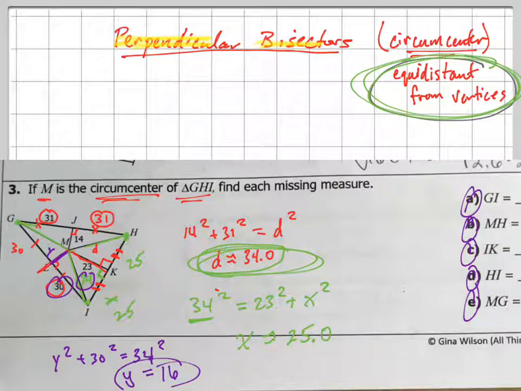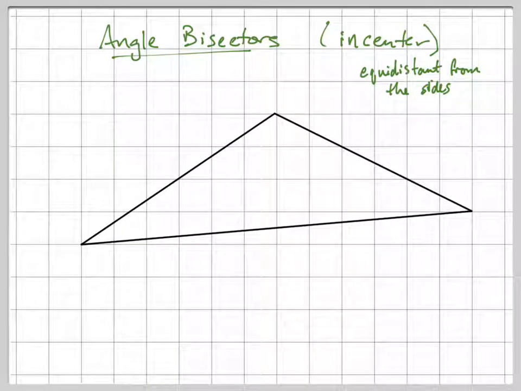The next thing is called angle bisectors, and angle bisectors also have a very cool property. They all meet at the same place. So what does it mean to be an angle bisector? Well, it means that it literally bisects the angle. So what does it mean to bisect the angle? It means cut the angle in half.